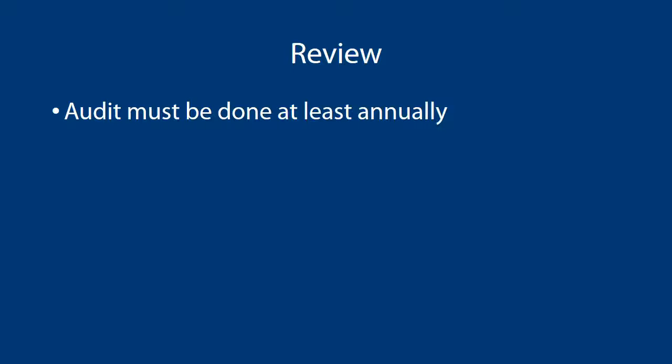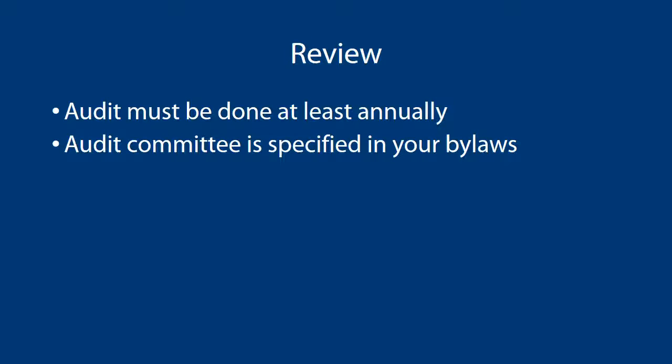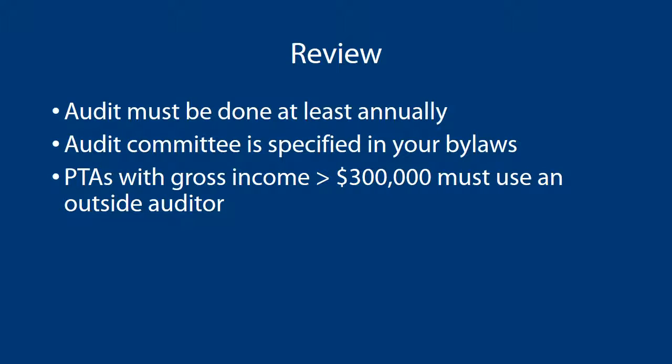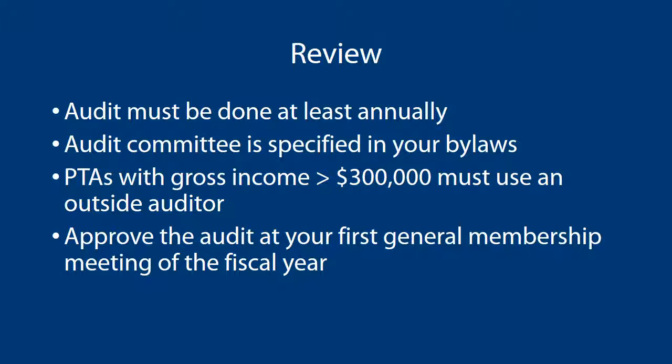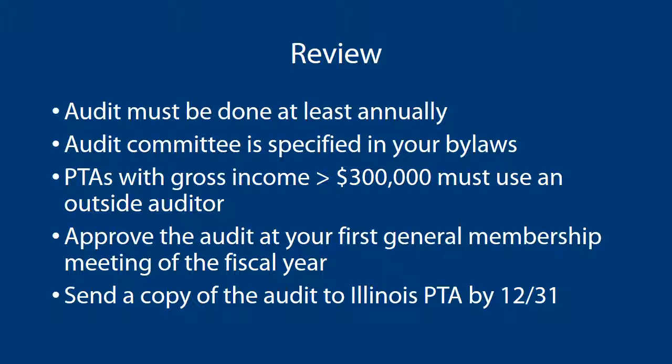Now let's review the material we have covered. An audit must be done at least annually after the close of the fiscal year. You may also need to do an audit if the signatories on your PTA account change or if you suspect there is money missing from the account. How your PTA creates an audit committee is specified in your bylaws. If your PTA's gross income is greater than $300,000, Illinois law requires your PTA to use an outside auditor. The audit is approved at your first general membership meeting of the fiscal year, prior to adopting your budget. Finally, send a copy of your approved audit, along with a copy of your IRS Form 990 filing, to the Illinois PTA office by December 31st.